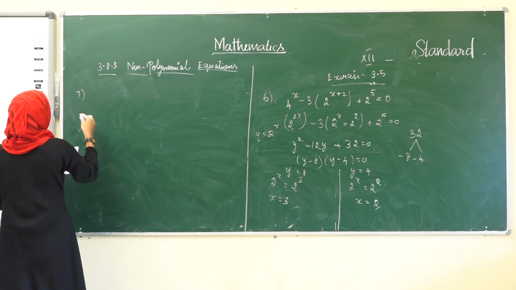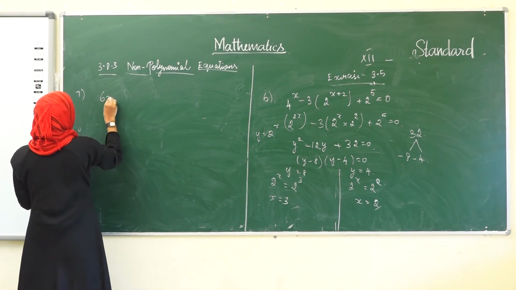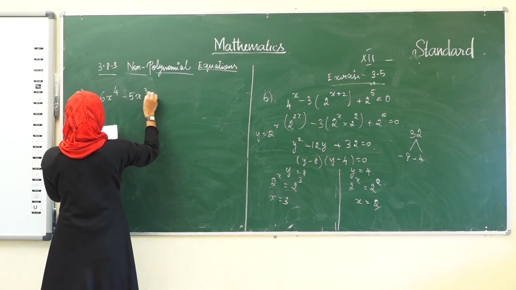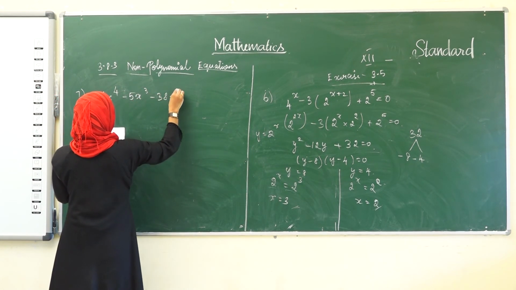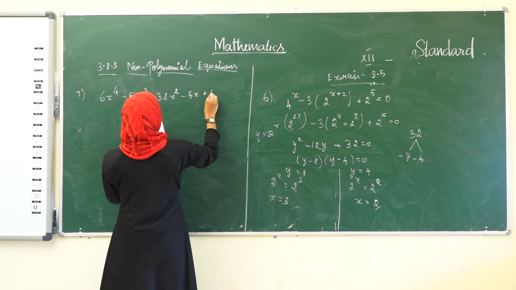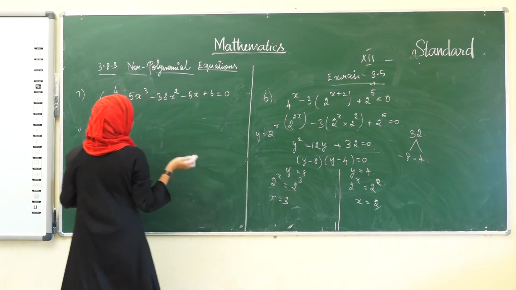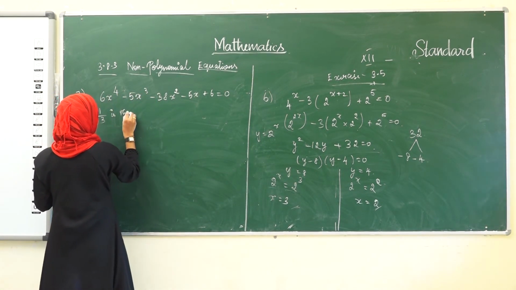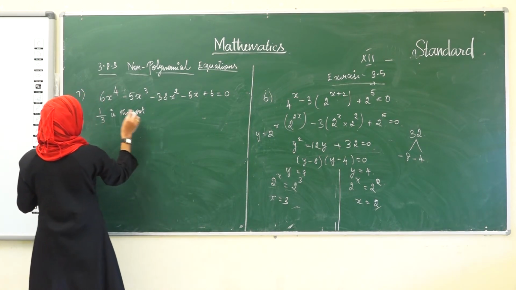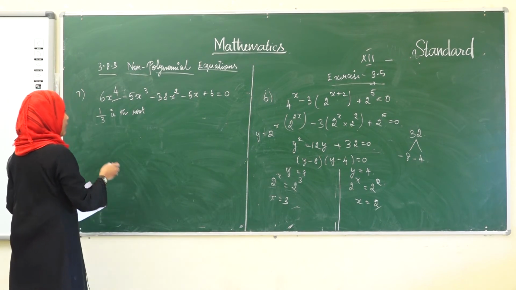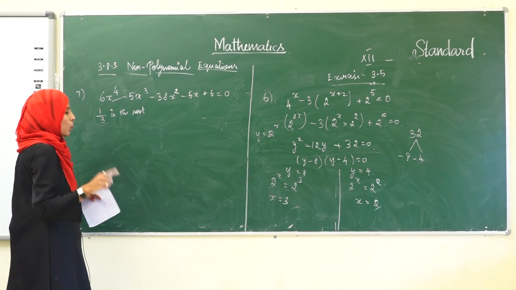They have asked us to solve the equation 6x power 4 minus 5x cube minus 38x square minus 5x plus 6 equal to 0, and they have given 1 by 3 as a root. See here, it is an equation of degree 4, therefore there will be 4 roots, and they have given a root 1 by 3.